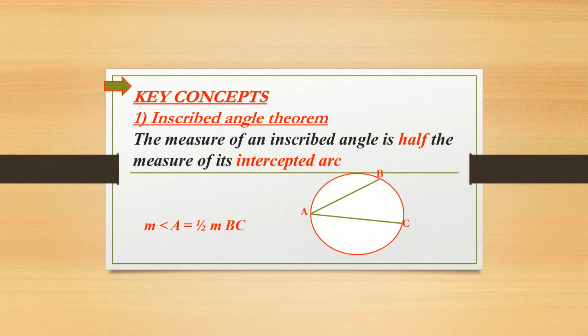Concept number 1, inscribed angle theorem. The measure of an inscribed angle is half of the measure of its intercepted arc. Look at this circle. Angle A is intercepting arc BC. So, measure of angle A is equal to half of measure of arc BC.